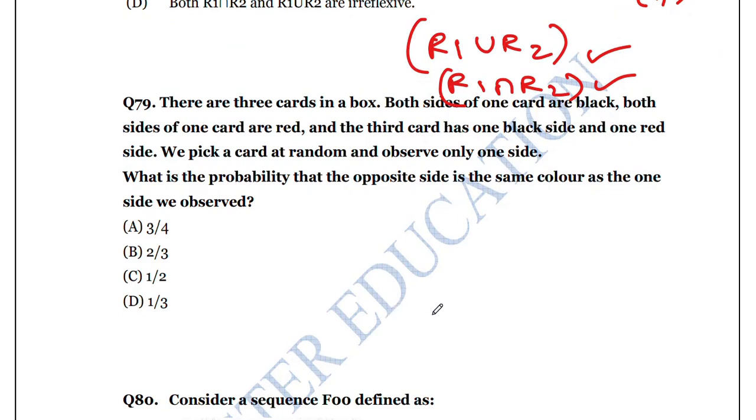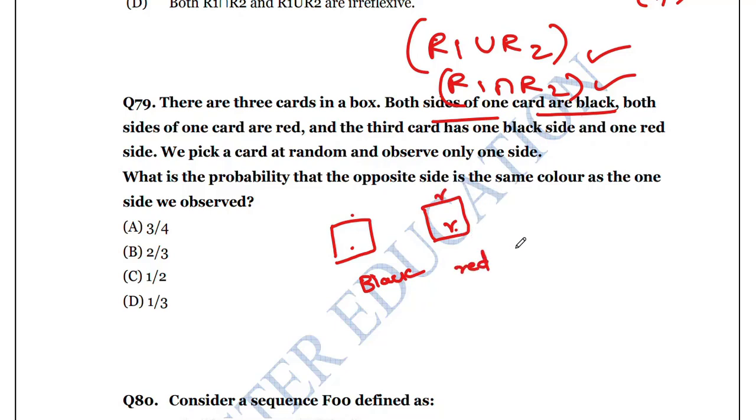The next question is, there are 3 cards in a box. Both sides of one card are black. Okay, consider this is one card, this side and the back side are black. Both sides of another card are red. Consider the other card, this one is red and the back is also red. And the third card has one black side, and the opposite side is red.